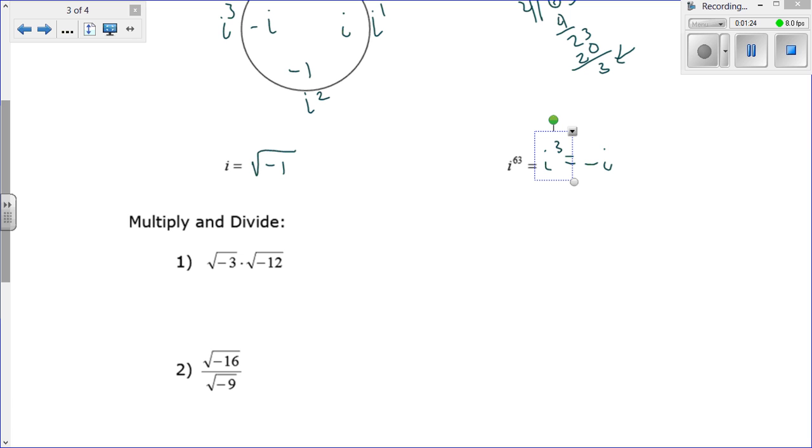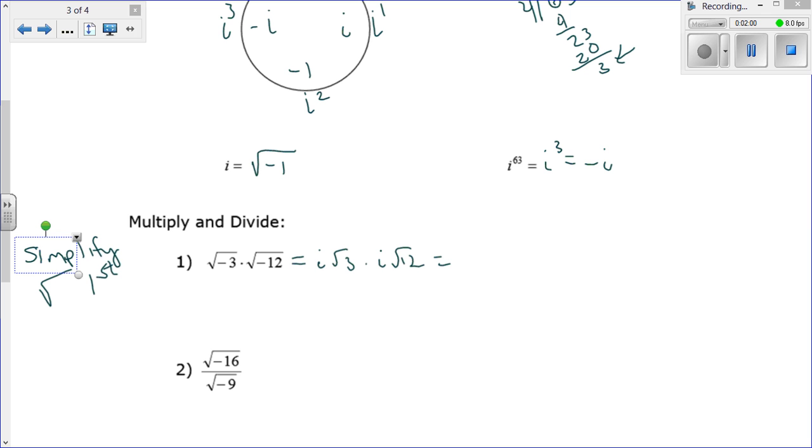So yesterday we did adding and subtracting. Today we are going to multiply and divide. So the first thing we need to do is simplify the radical, meaning we cannot just go ahead and multiply underneath the radicals. We need to actually take care of the negative first. So this would become i radical 3 times i radical 12.